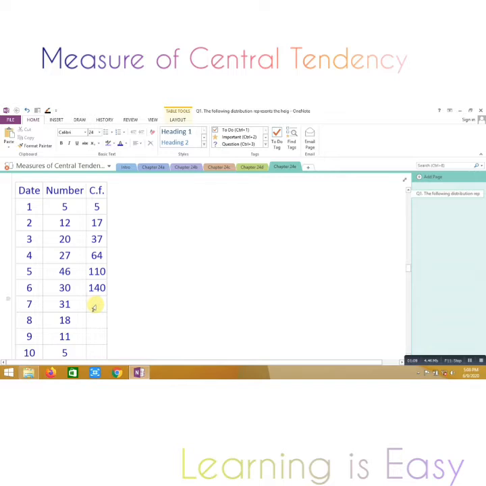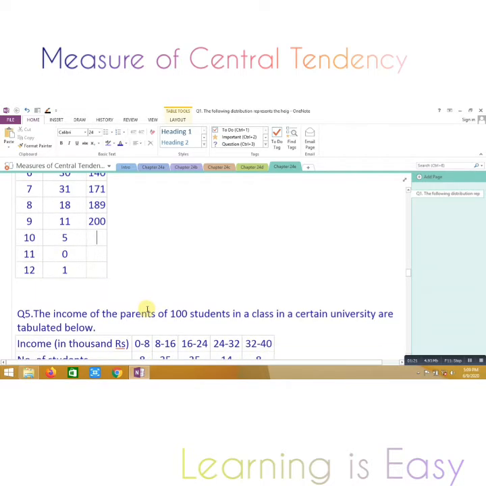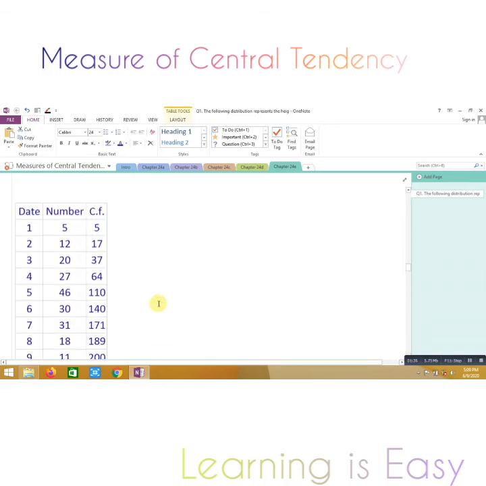Then 140. Then 171. And 171 plus 18 makes 189. Then 189 plus 11 is 200. Then 205. 205 plus 0 is again 205. Then 205 plus 1, 206. So the total is 206 cases.